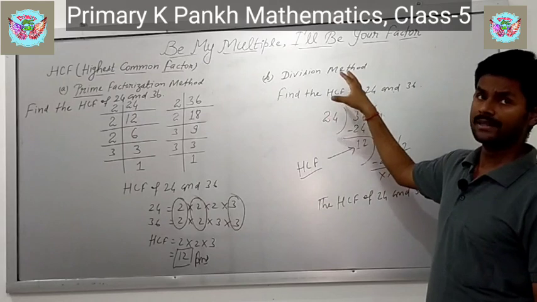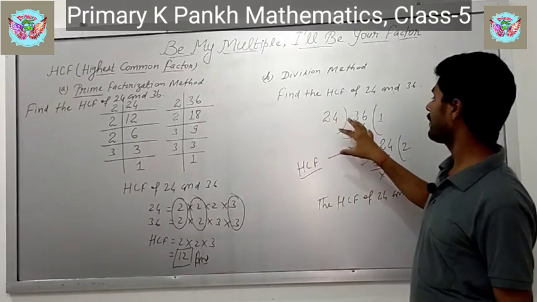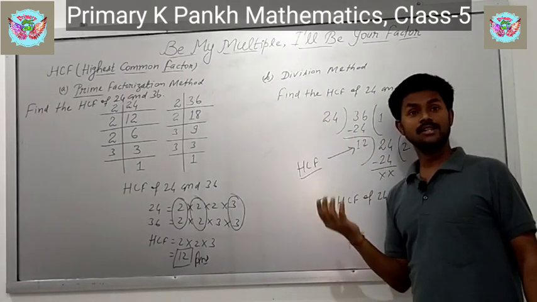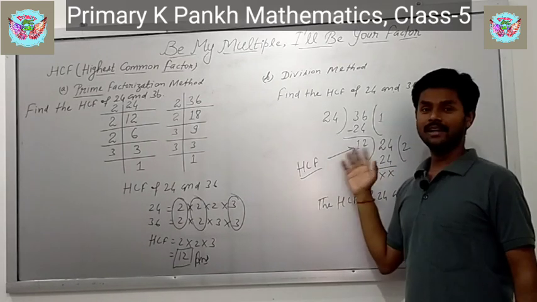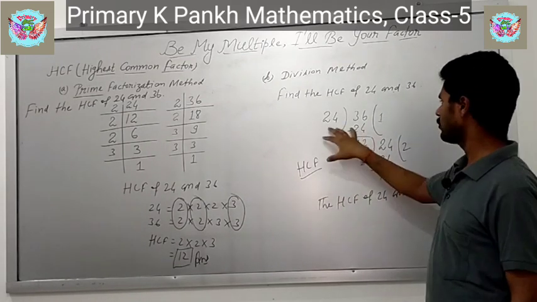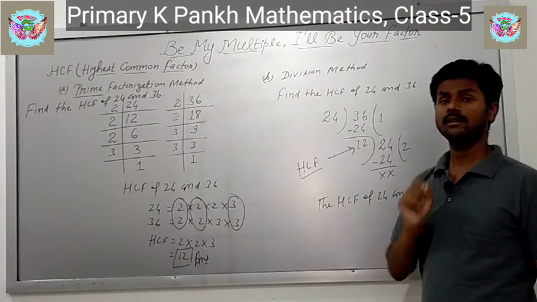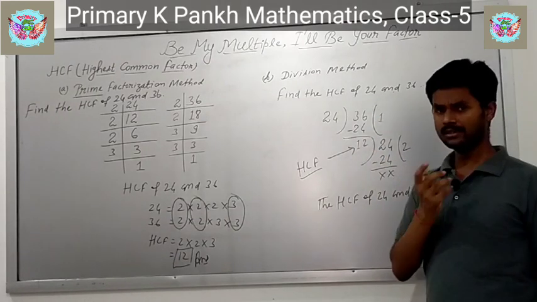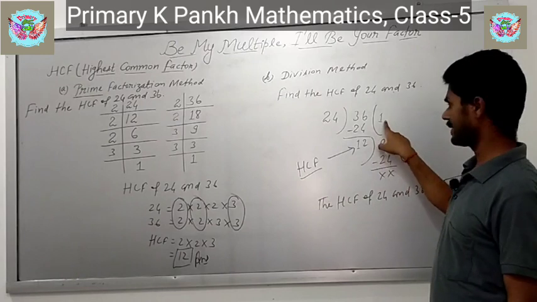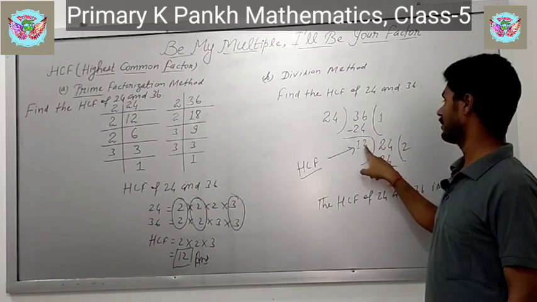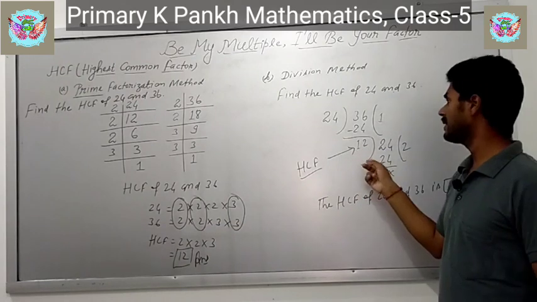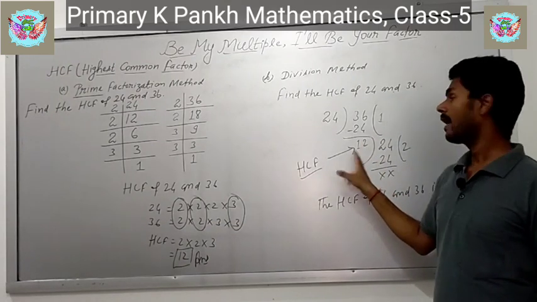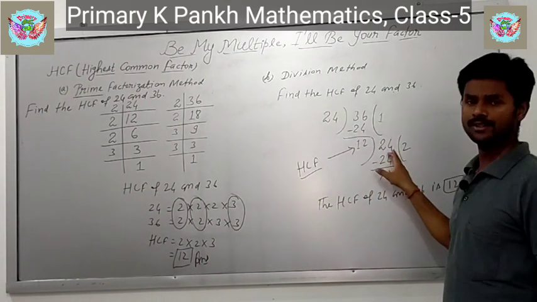For finding HCF by the use of the division method, you have to divide the larger number by the smaller number. So when you divide the larger number by the smaller number, you will definitely find one quotient and one remainder. So here 1 is the quotient and 12 is the remainder. Then in the next step, your remainder will be the divisor, and your first divisor will be the dividend.